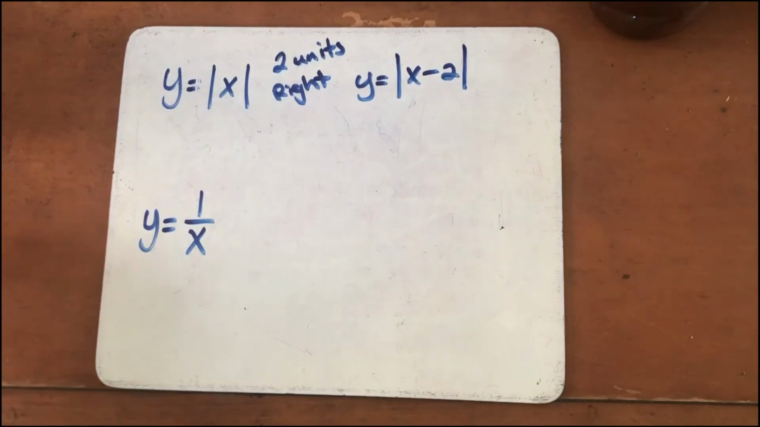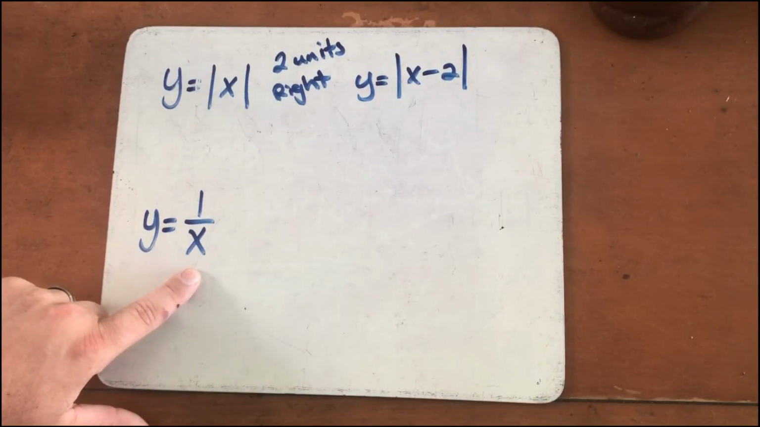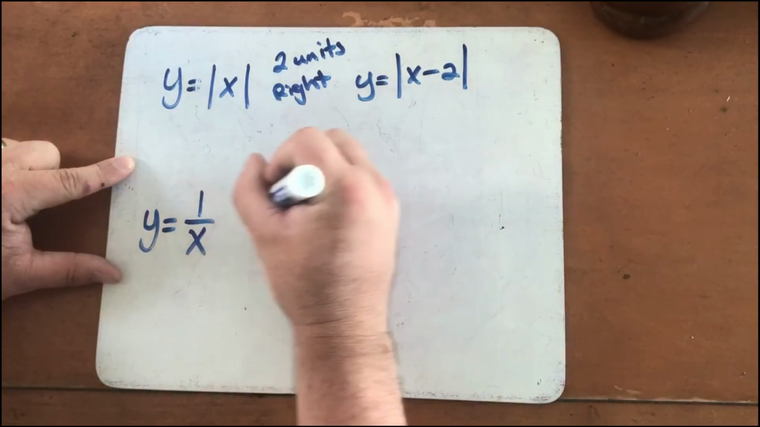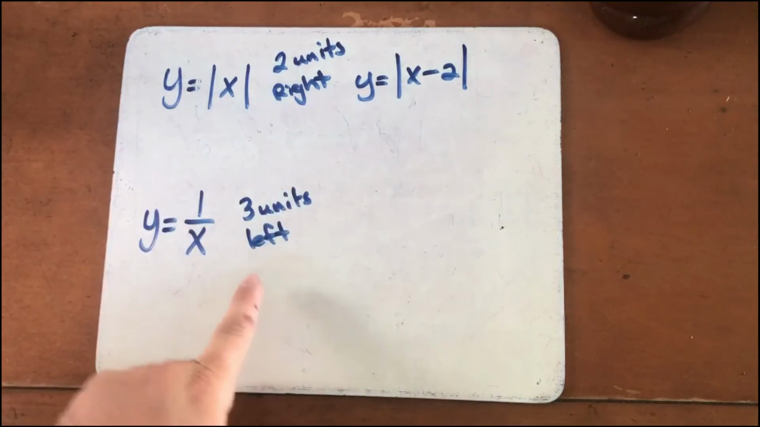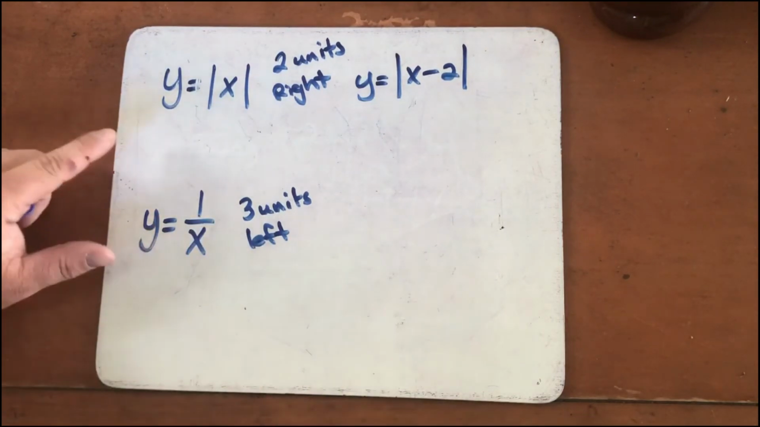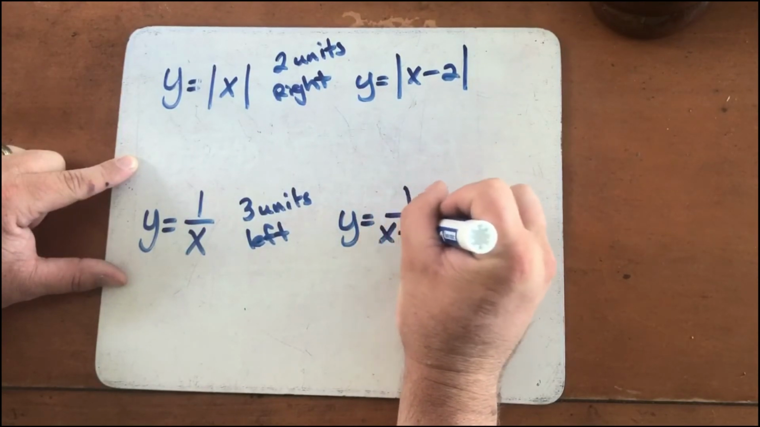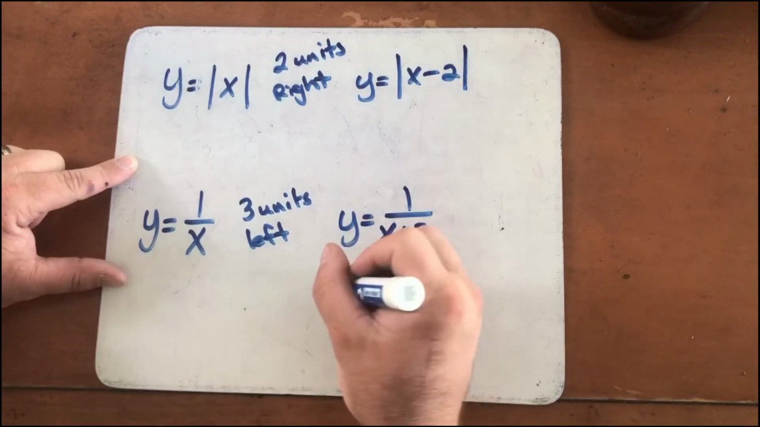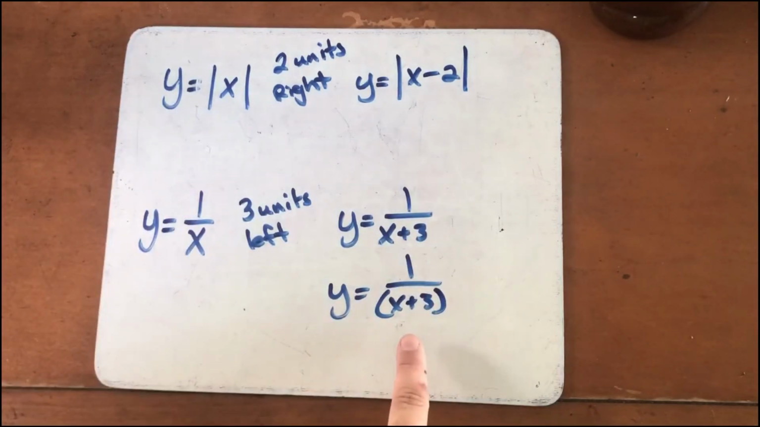For the last one, for my inverse function, when I group this one, as I said, I could either put it in parentheses or not, just make sure it's in the denominator. So if I wanted to go 3 units to the left, I know that in order to go left, I have to put plus 3. So the way this could look is y equals 1 over x plus 3, and that's enough to group it, but it's okay to say y equals 1 over parentheses x plus 3. If you feel more comfortable grouping it in parentheses in the denominator, then by all means do it.